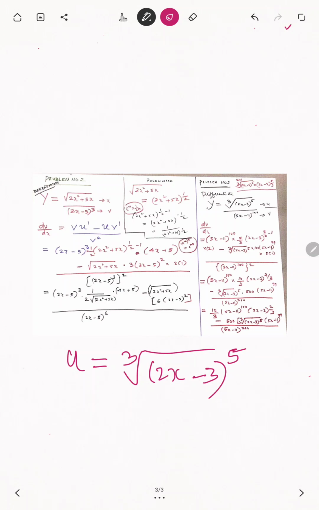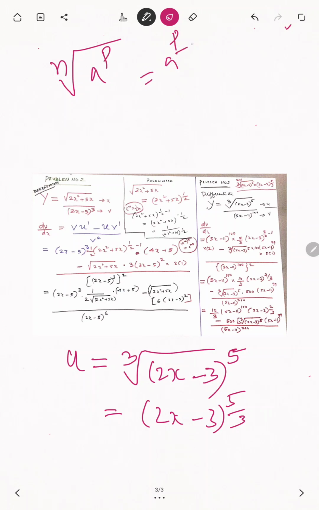There you see, what happened? Because it is written in small letters, you can't identify what that is. That's why for better understanding I am writing like this. Now this u is nothing but cube root of 2x minus 3. How can you rewrite this? 2x minus 3 whole power 5 by 3. How? Nth root of a power p is equal to a power p by n. This is the laws of indices rule. So applying the laws of indices, nth root of a power p is actually 2x minus 3 power 5 by 3. Okay, this is over. This is our u.